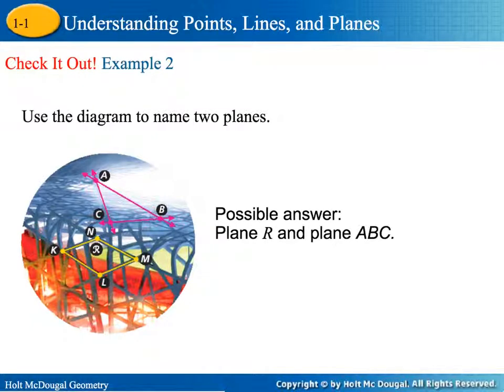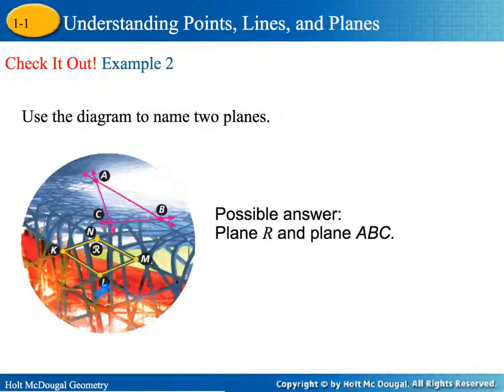Next one. Just go ahead and draw that yellow 4-sided shape and that pink triangle shape. Notice how the triangle has arrows continuing on and the 4-sided figure does not. So they want us to use the diagram to name the 2 planes. I accidentally forgot to take away the answer, so it's already there. Use the diagram to name 2 planes.